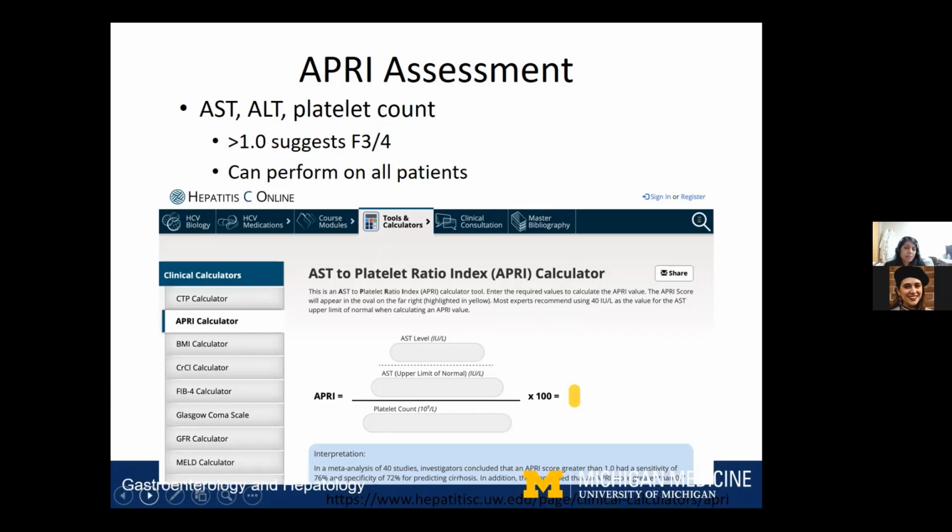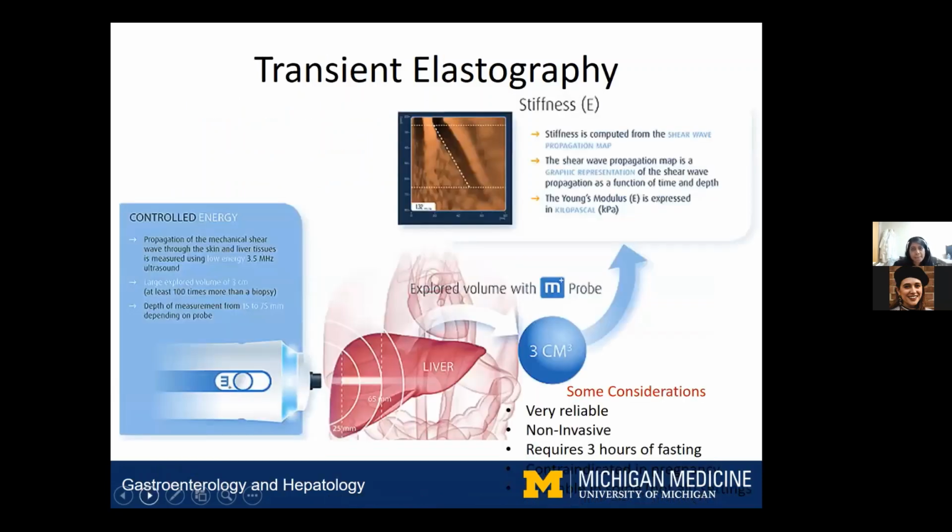So it's often recommended that we think about doing more than one fibrosis assessment to really be confident that we have ruled out that we're dealing with somebody with cirrhosis. Now, I've mentioned transient elastography using FibroScan.